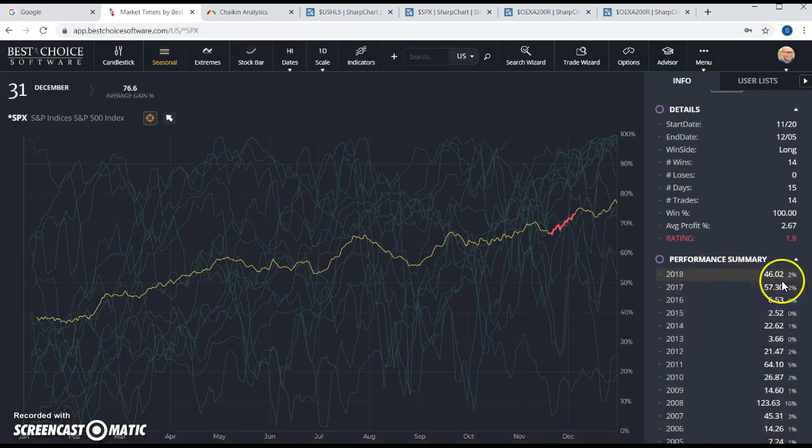And you get a gain of anywhere from, well, 1 year you had a flat year, so zero gain, 2 years actually, but it ranged anywhere from 1% all the way up to 16% in 2018. The average is 2.67. So if you're interested in the seasonality, we are entering that seasonality period now. More reason to be bullish.